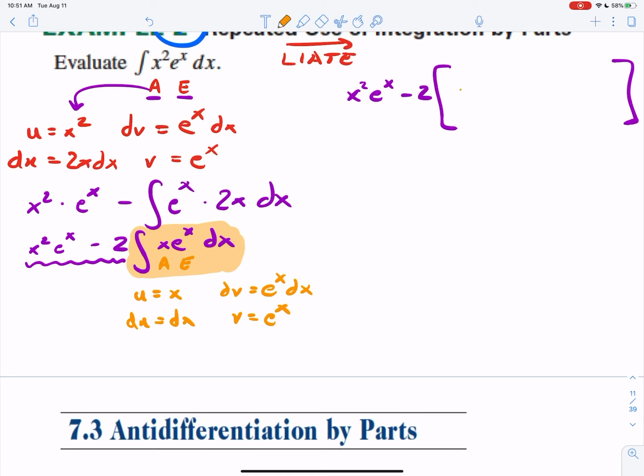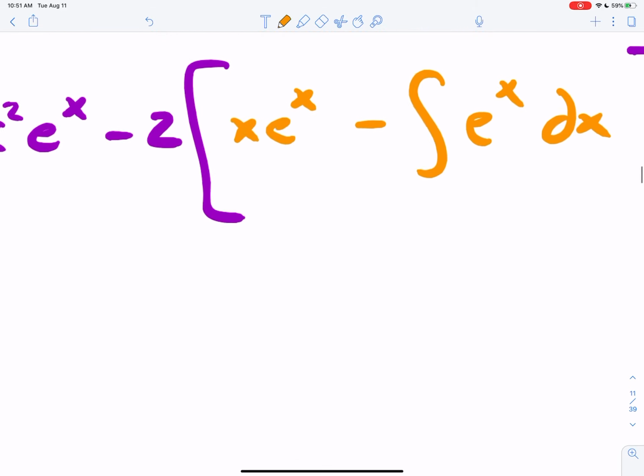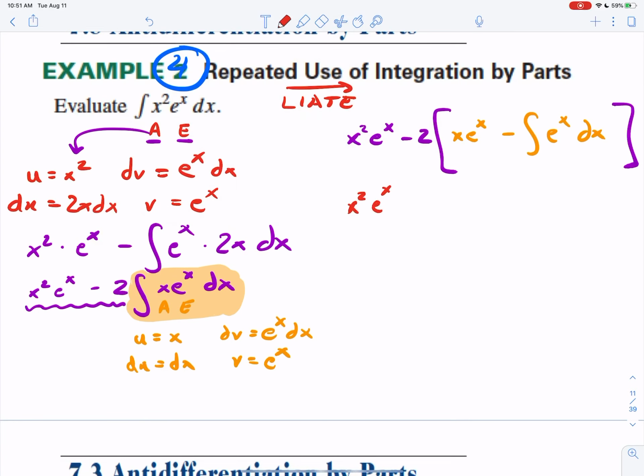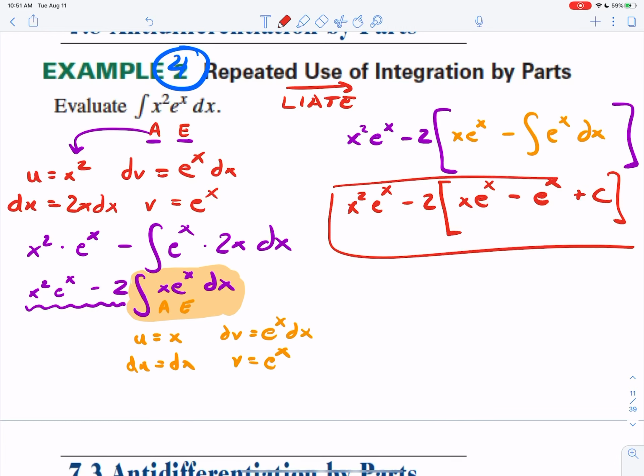So this is going to be uv minus the integral of v du. Did we make our integral easier? So this actually took two different integration by parts to make our integral look easier. Okay, so we did do what we wanted to do. So here we go. We have x squared e to the x minus 2 times the quantity of x e to the x minus the integral of e to the x, which is just e to the x, plus c. Okay, and you can distribute that -2 if you guys want to. I'm just going to go ahead and leave that there because it's not really the big part of this problem, okay? So this is a case where you have to run it twice, all right?